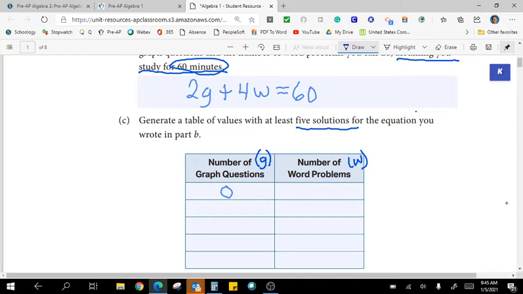All right, so right here, I'm going to plug in a 0 for G. So I'm going to say 2 times 0 plus 4W equals 60. I know that 2 times 0 is 0, so I can just pretty much eliminate that. Adding 0 to anything is just the same thing. So if I have 4 times W equals 60, what do I multiply 4 times to get 60? That's what I'm asking. Or in other words, I can just use the inverse operation and divide by 4. So W is going to equal 15. 60 divided by 4 is 15. All right, so we got 1.